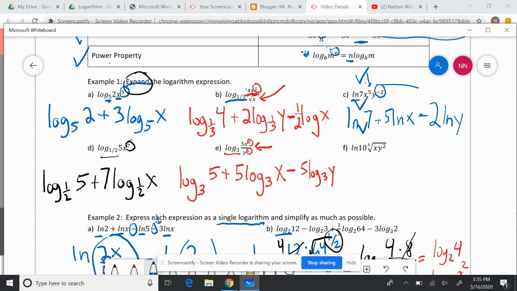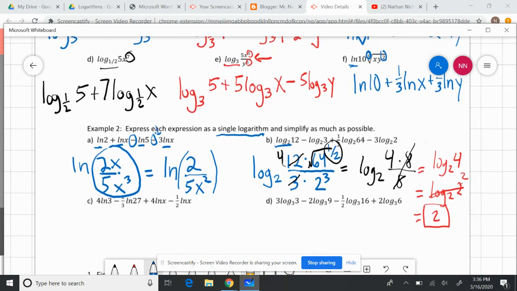Now, if we're looking at letter F, it's natural log again. Once again, natural log follows the same rule as log. We're going to do natural log of 10. Because there's multiplication, we're going to put a plus sign. We're going to do natural log of x. Because it's a cube root, we're going to put a 1/3. And then we're going to put a plus natural log of y. We have an exponent of 2 and a root of 3, so that would be 2/3. And that, once again, is how we expand the logs.